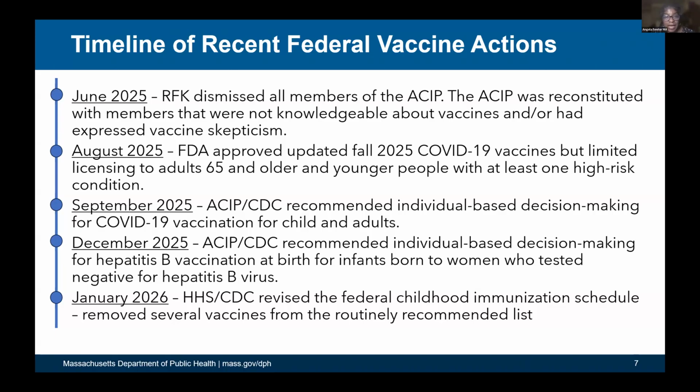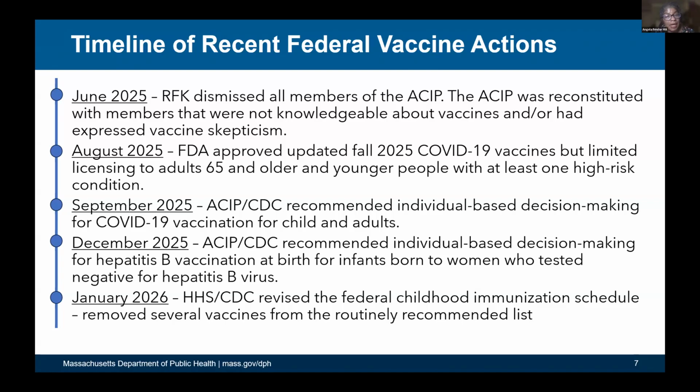In September, the reconstituted ACIP met, and they recommended individual-based decision-making for COVID-19 vaccines for children and adults. Previously, everyone was recommended to get COVID-19 vaccines. As you know, people have different risks for severe COVID. And so not specifically recommending for many people, including pregnant people who may have elevated risk associated with COVID-19, was not aligned with the science that we know about.